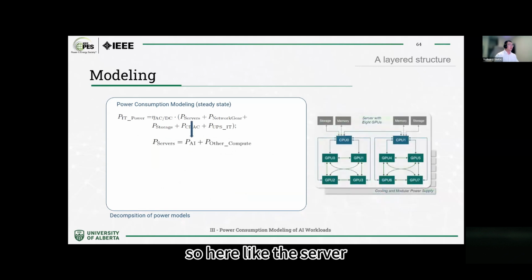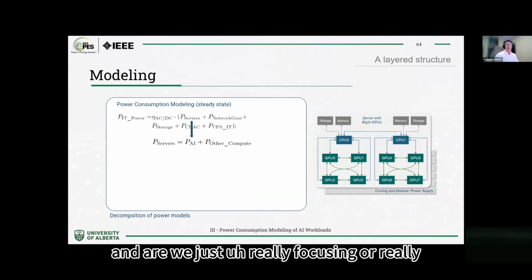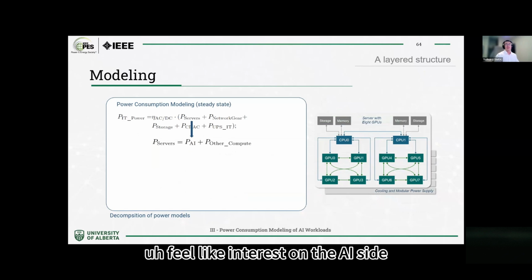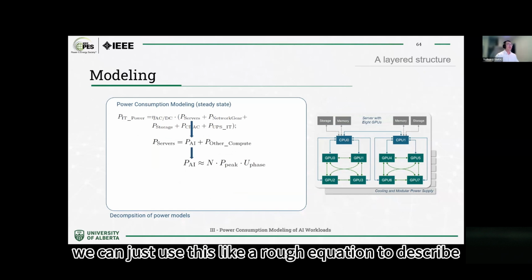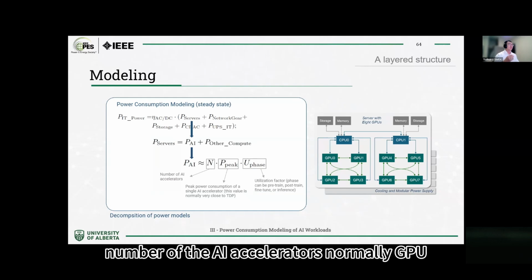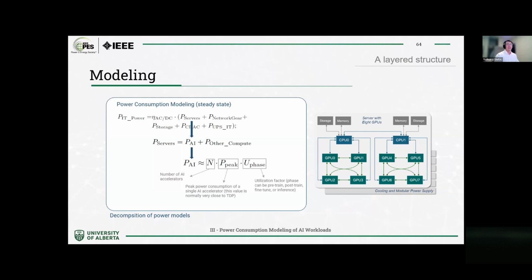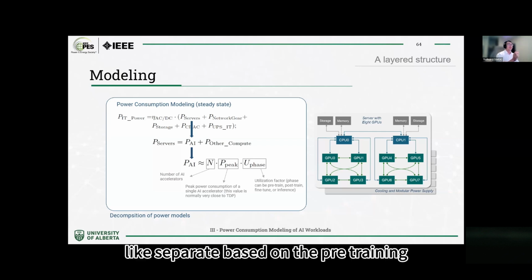Here, the server deals with the major computation jobs, and we are really interested in the AI side. For the AI side in a steady state, we can use a rough equation to describe it. We use N as the number of AI accelerators, normally GPUs, and the peak power, normally defined as very close to the TDP. The phases means we can separate it as a factor based on pre-training, post-training, fine-tuning, or inference.